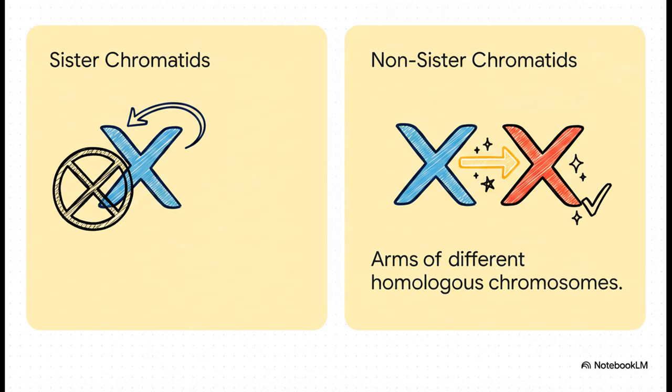Before we look at the swap, you got to know who is doing the swapping. Take a look at this distinction. Sister chromatids are the 2 arms on the exact same chromosome. They are identical clones of each other. If they trade pieces, nothing changes. But non-sister chromatids, those are the arms belonging to the different chromosomes in that glued-together pair we just made. One from mom, one from dad. The magic of crossing over only happens between these non-sister chromatids.